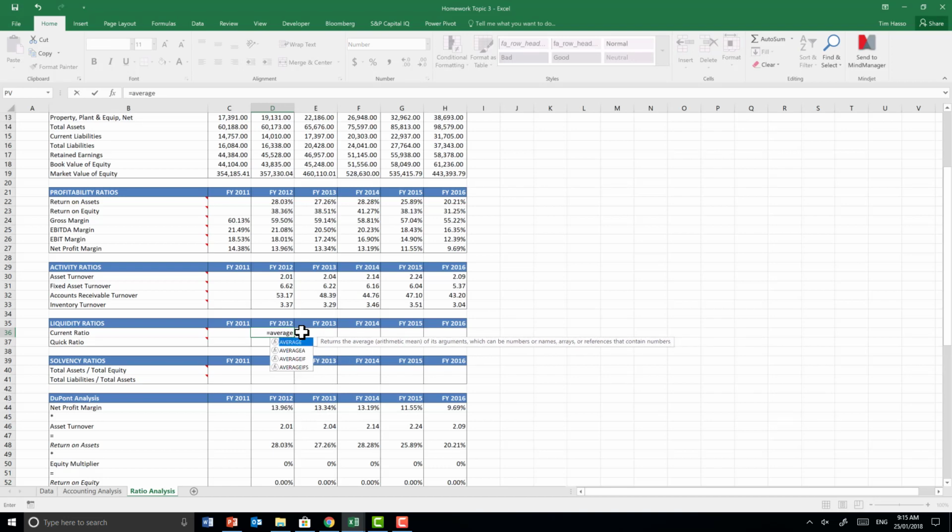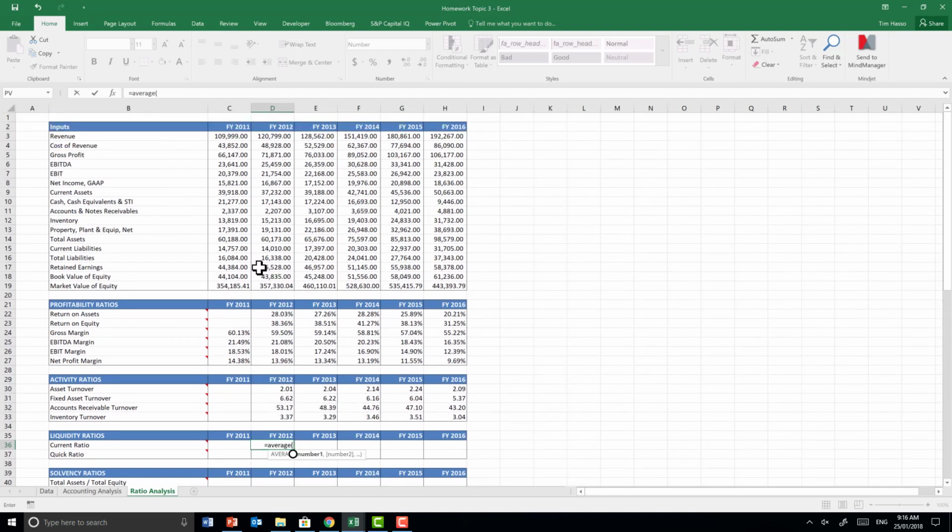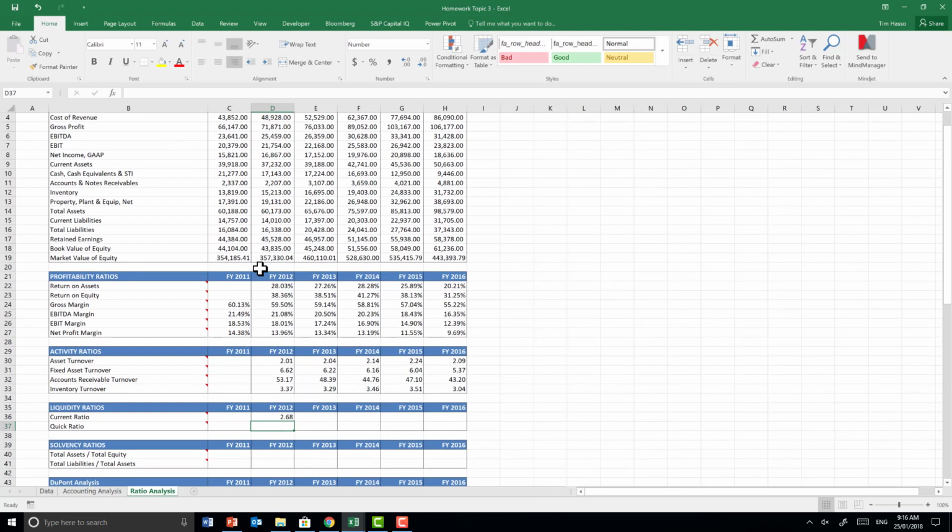So again, your total current assets divided by your total current liabilities. So we need to find our current assets, which is in row 9. Take the 2 years and divide them by the average total liabilities, or specifically total current liabilities, which is in row 15. And then you close the bracket, press enter, and you get 2.68.